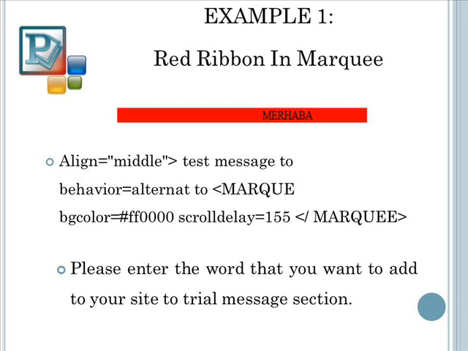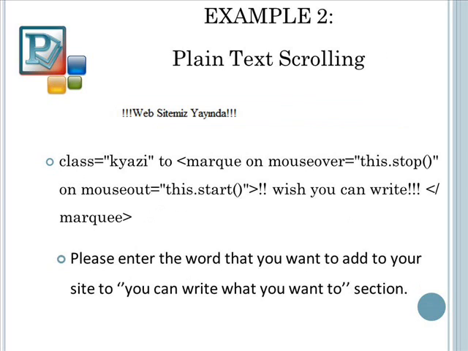Example: bgcolor equals FF0000, scrolldelay equals 155, align equals middle, text message, behavior equals alternate, /marquee. Example 2: onmouseover equals this.stop(), onmouseout equals this.start(), then class equals key yazı to marquee, which you can write.